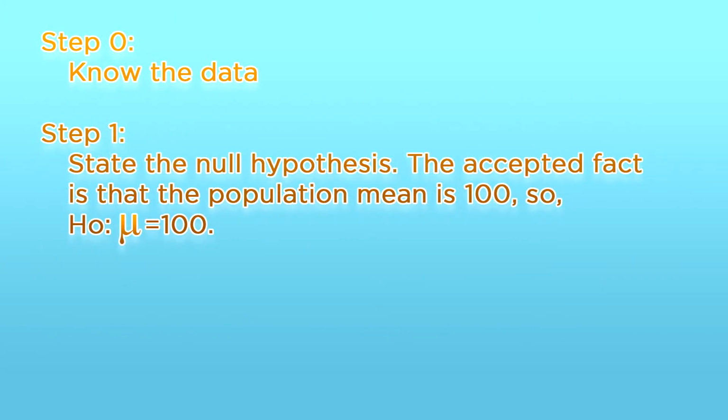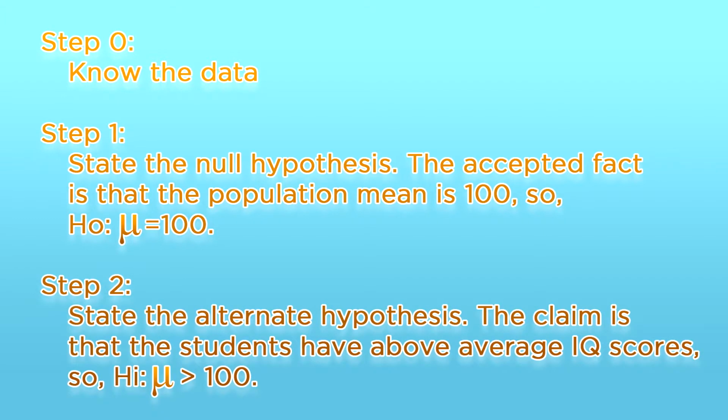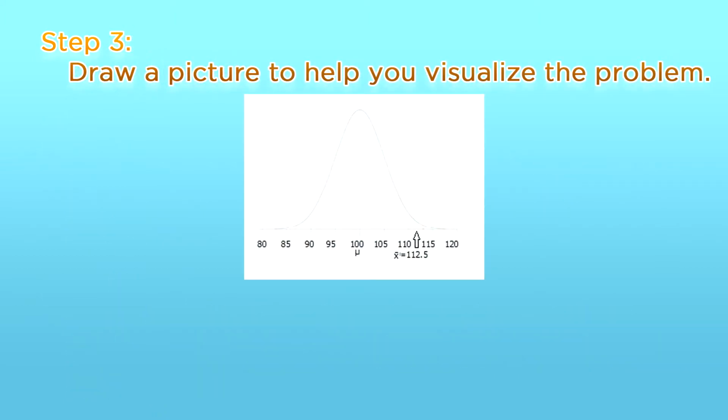Step 1 is to state a null hypothesis. The accepted fact is that the population mean is 100. So, H0 means that the mean is equal to 100. Step 2 is to state the alternate hypothesis. The claim is that the students have above average IQ scores. So, H1 means that the mean is greater than 100. The fact that we're looking for scores greater than a certain point means that this is a one-tail test. Step 3. Draw a picture to help you visualize the problem.